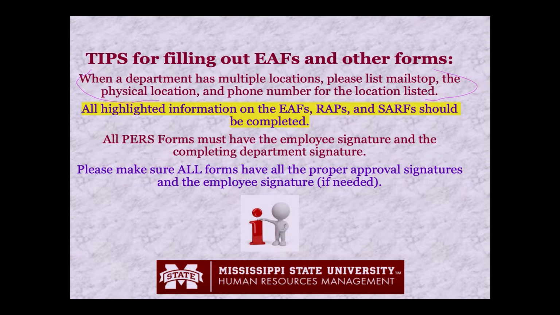All highlighted information on the EIFs, as I said earlier, on the EIFs, the RAPs, and the SARFs should be completed. All PERS forms must have the employee signature and the completing department signature on them. Please make sure that all forms have all the proper approval signatures on them, and all employee signatures if needed, such as on the RAP.